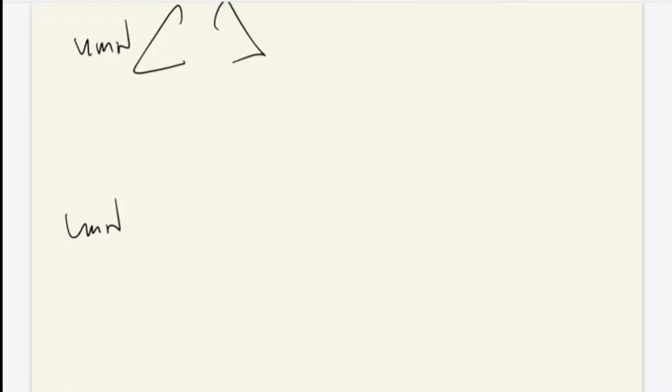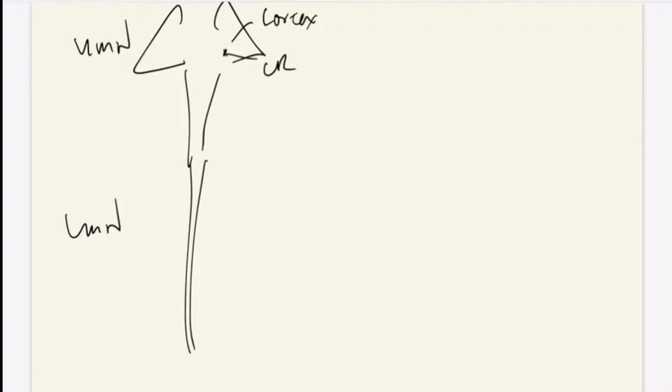In the limb examinations, we divide the findings into upper and lower motor neuron based on anatomy. And remember, upper motor neuron starts from the cortex. So there are 6 levels of upper motor neuron. One is cortex. The second is corona radiata, internal capsule, brainstem, spinal cord, and anterior horn cell. So there are a total of 6 levels in the upper motor neuron.